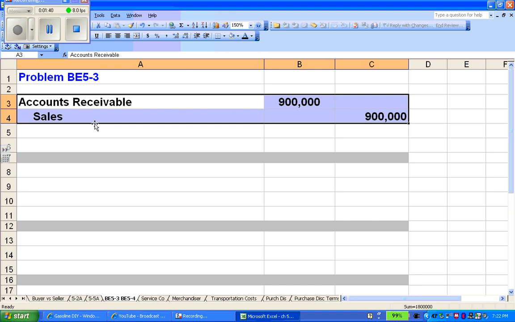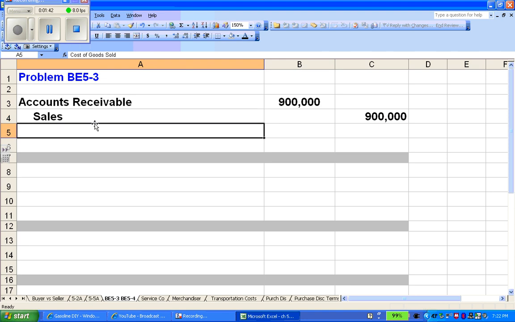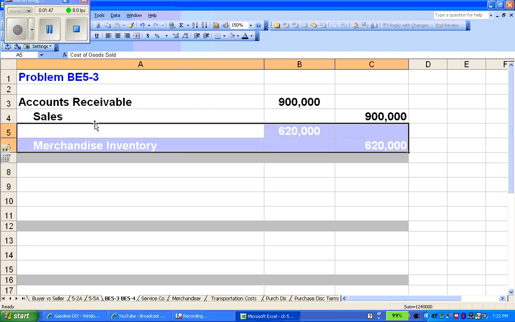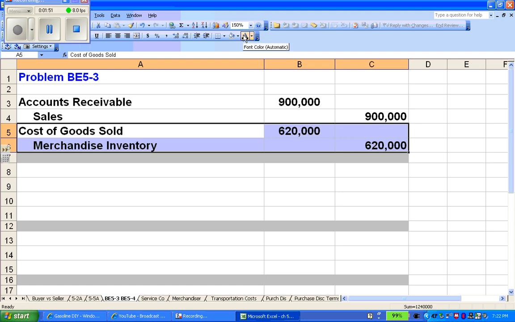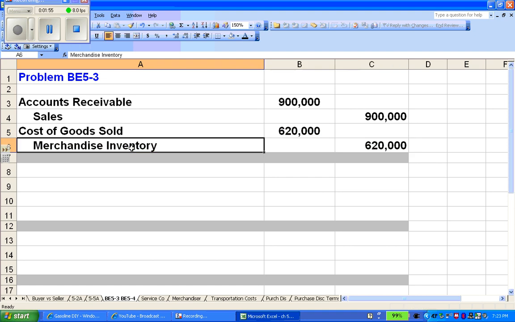Then we want to record the entry for the cost of that sale. This is where I'm going to debit my cost of goods sold, and then I also want to reflect that I'm pulling this amount out of my inventory. Inventory is a resource. It shows up on your assets. Assets normally have a debit balance. If I want to reduce my assets, I'm going to credit it. So there's my entry for the cost of that sale.